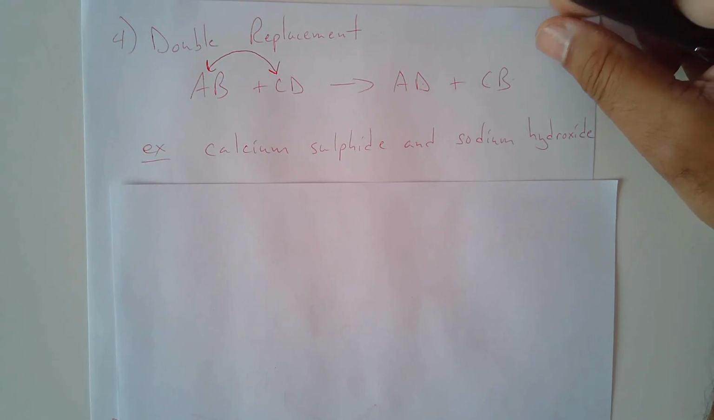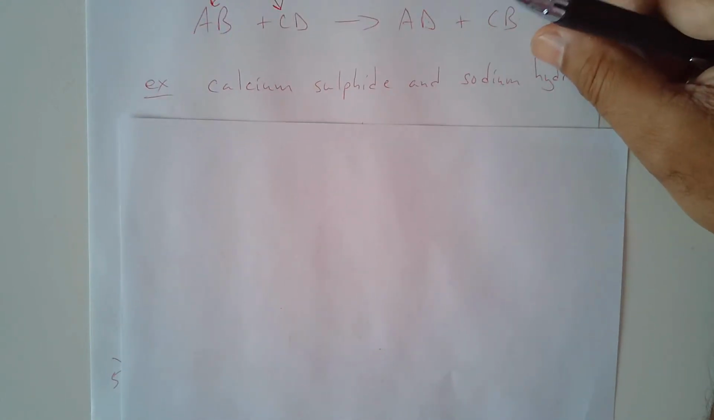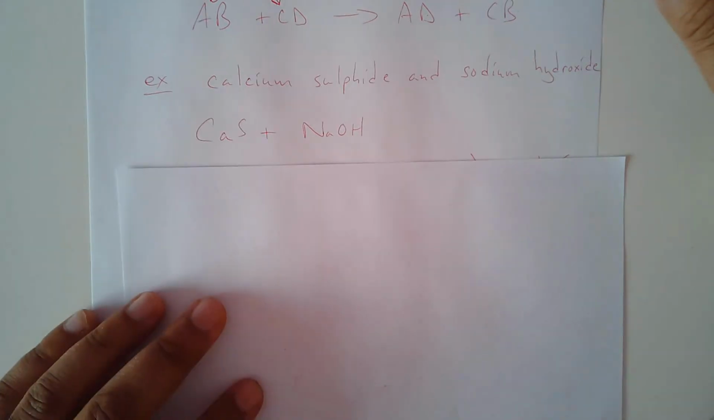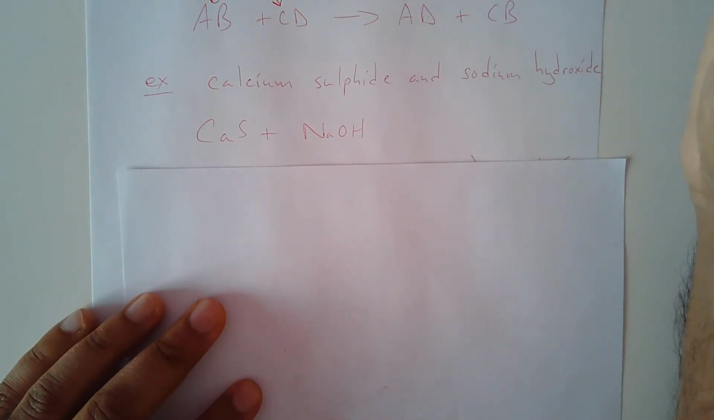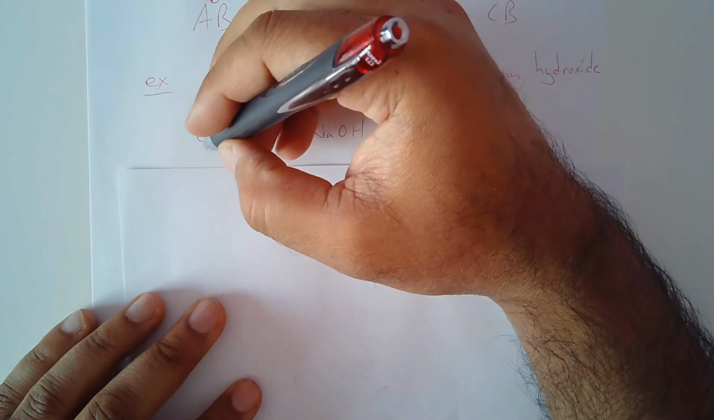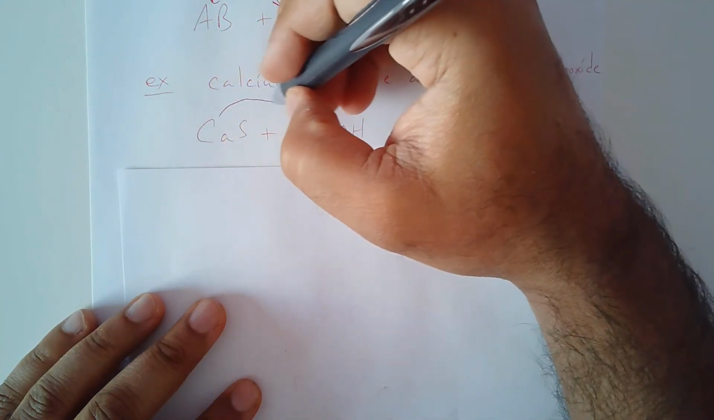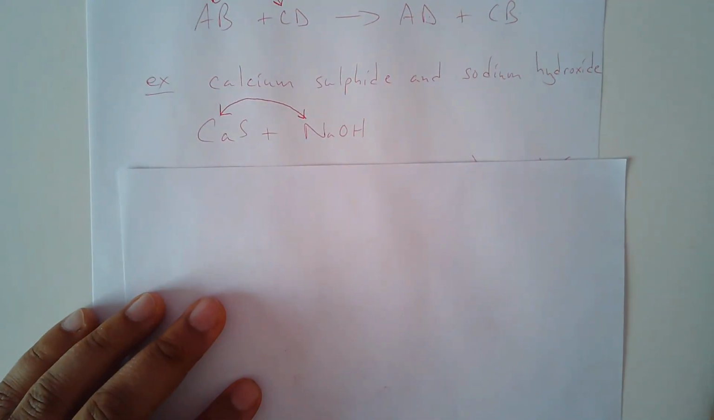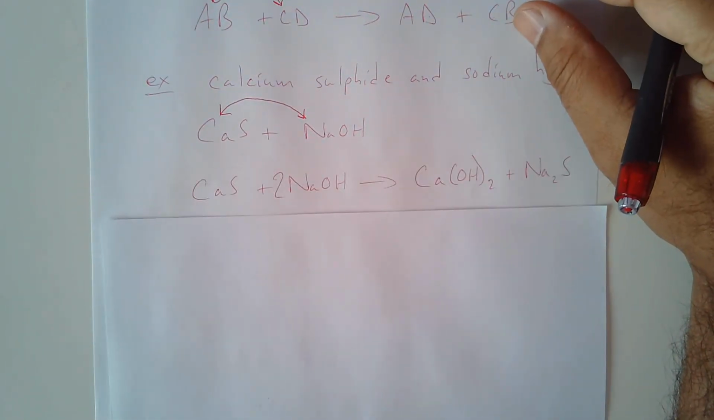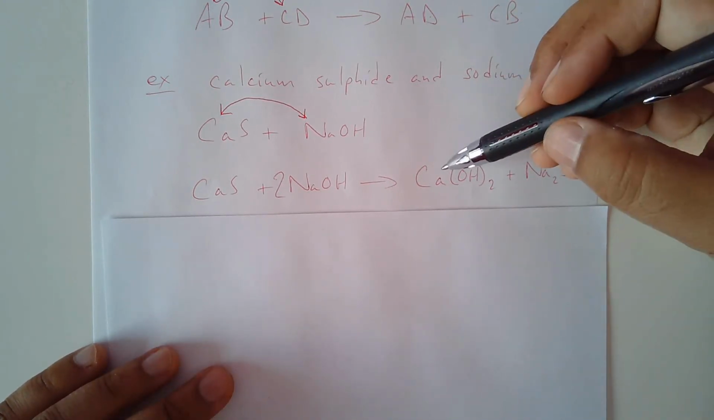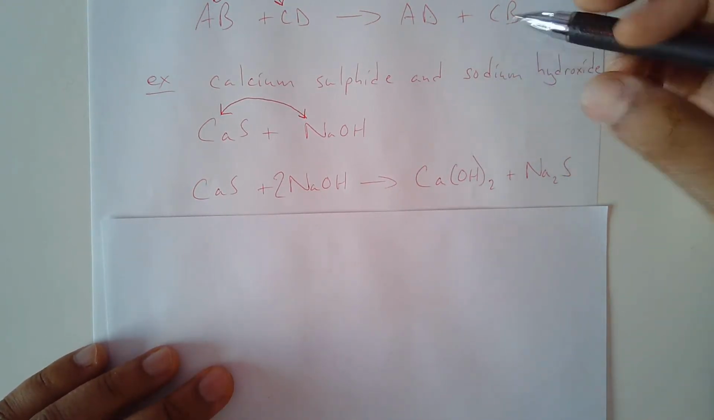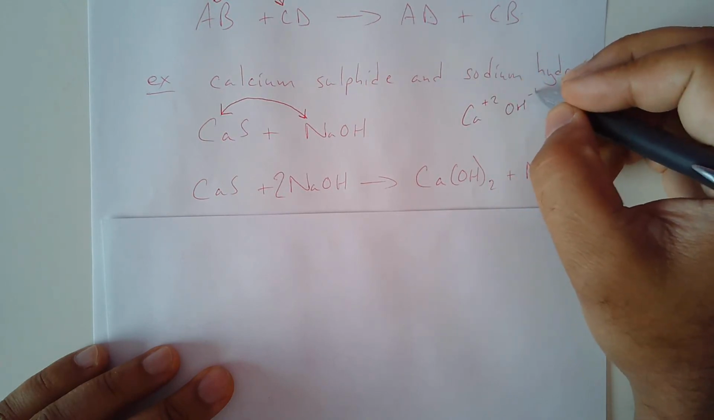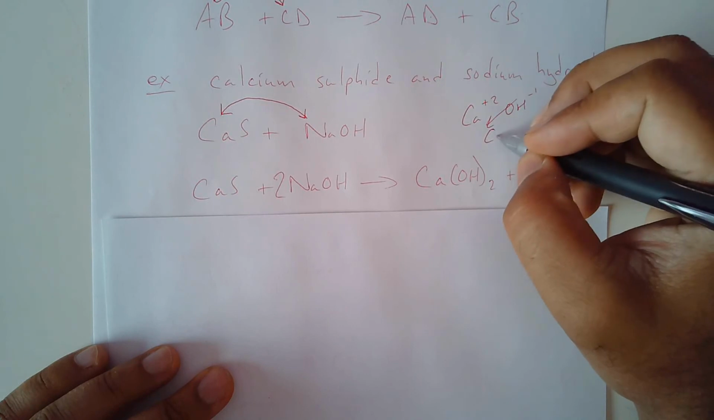All right, so let's look at an example here. Calcium sulfide and sodium hydroxide. So let's write down those two. Okay, there's calcium sulfide, there's sodium hydroxide. So what's happening here is this is a double switch. Okay, so calcium is going to switch spots with sodium, and so that's going to give you calcium hydroxide.